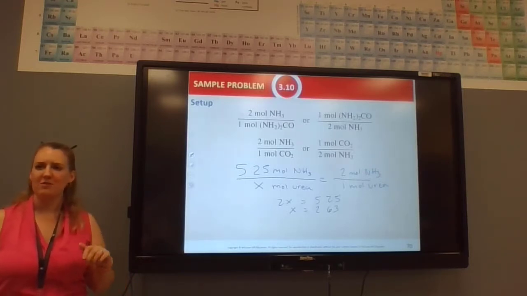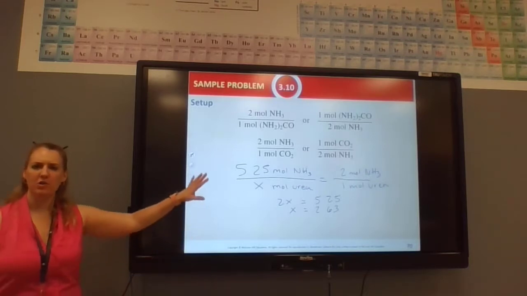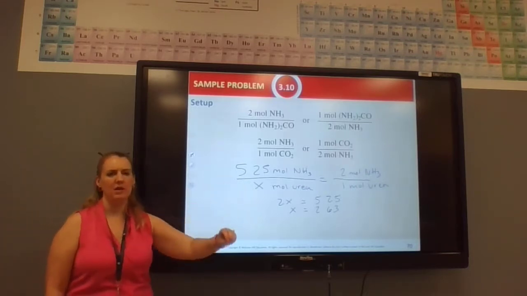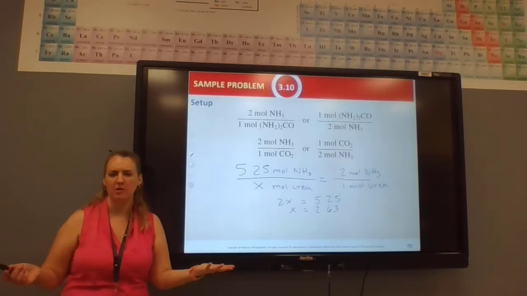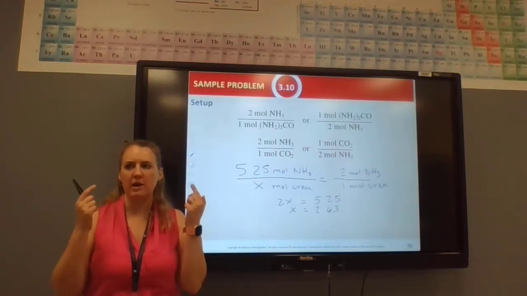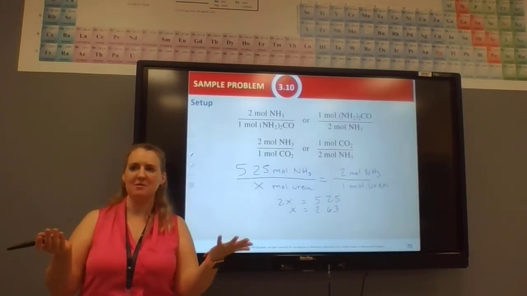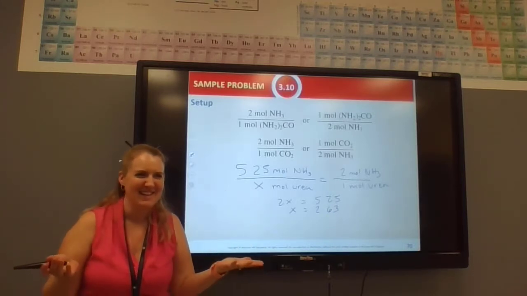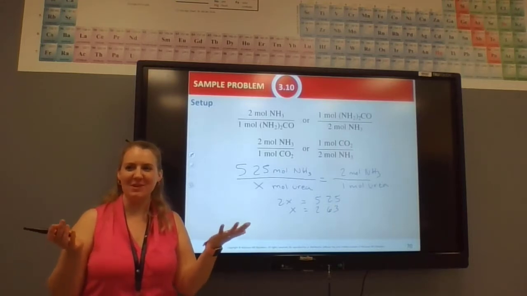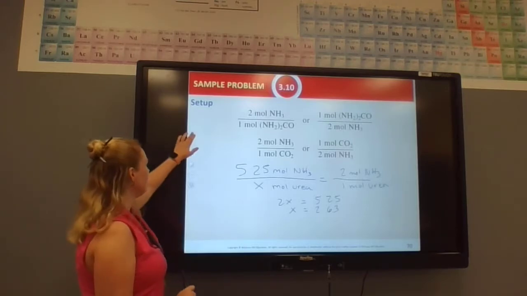The problem is, if I'm in the lab, I'm not going to be measuring out my urea and my ammonia in moles. What will I be measuring it in? Grams. Am I stuck in the water, or am I pretty good about converting between grams and moles by now? Well, hopefully I am. Are you guys? We've been doing it all chapter. We could do it, right? Convert between grams and moles, moles and grams. Let's try that.